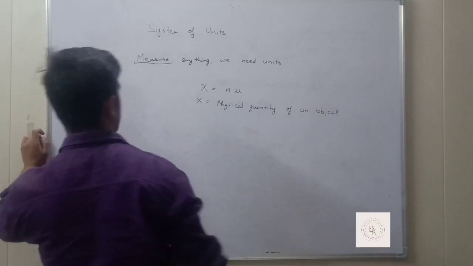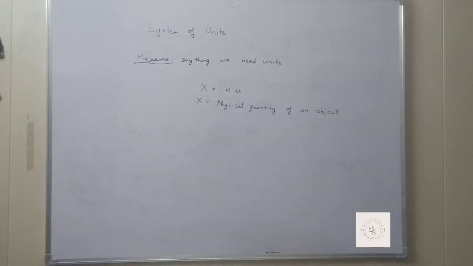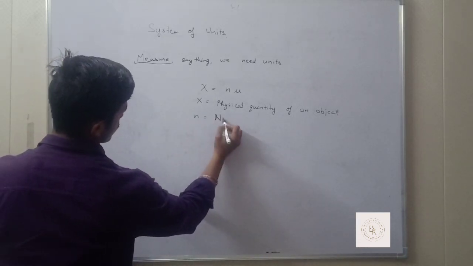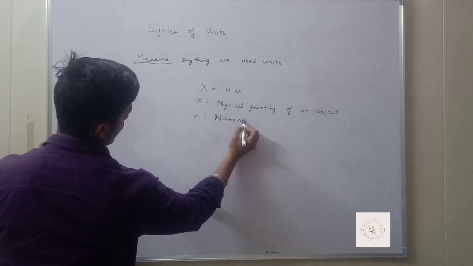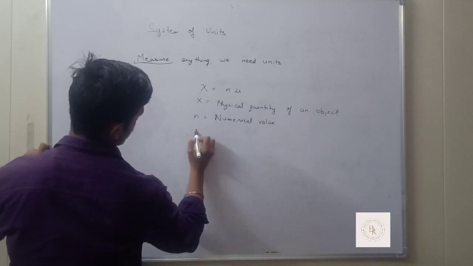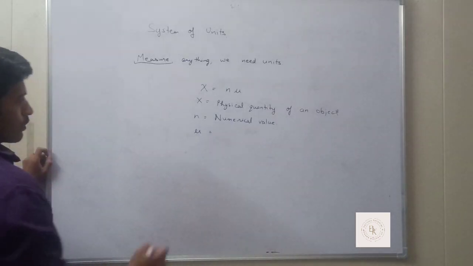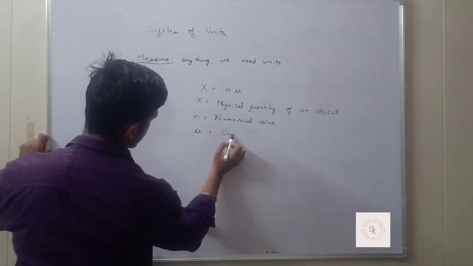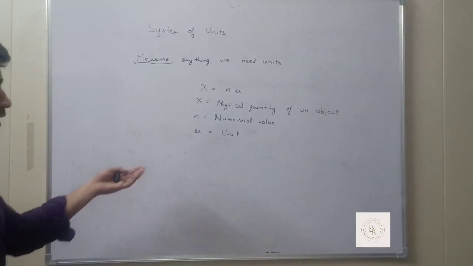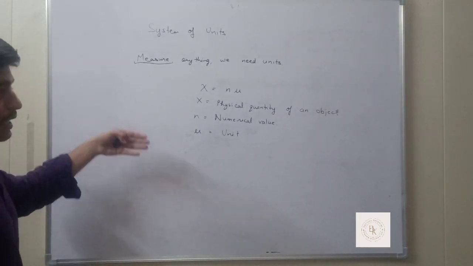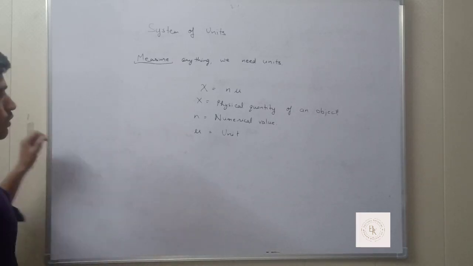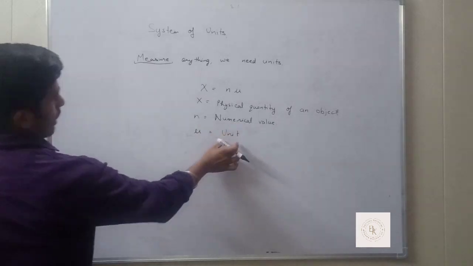It can be length, it can be mass, it can be time, anything. So this is the physical quantity. N is the numerical value. And what is u? U is the unit system. We can take any unit, let's say millimeter, centimeter, decimeter, meter. Any unit we can take. So it is the product of numerical value and unit.